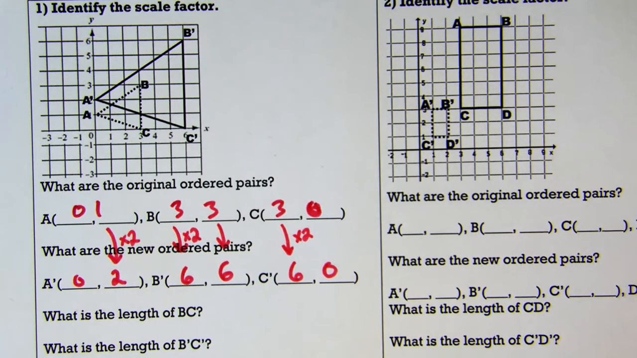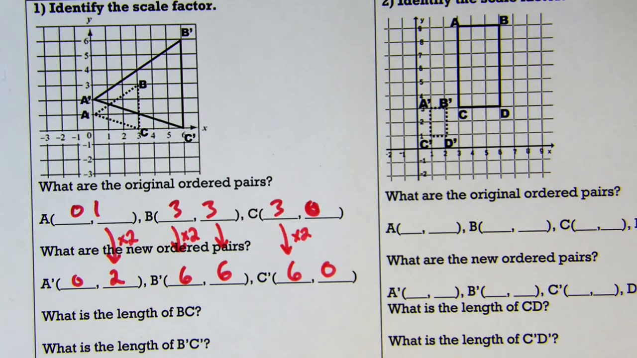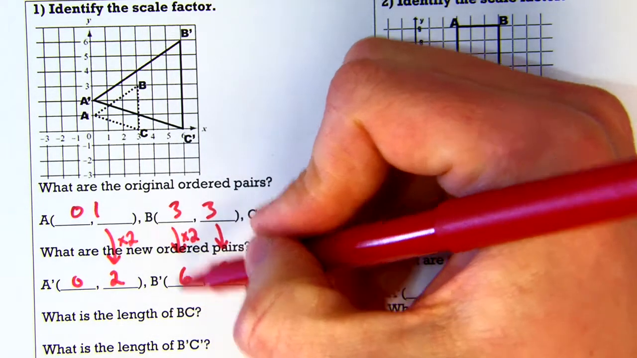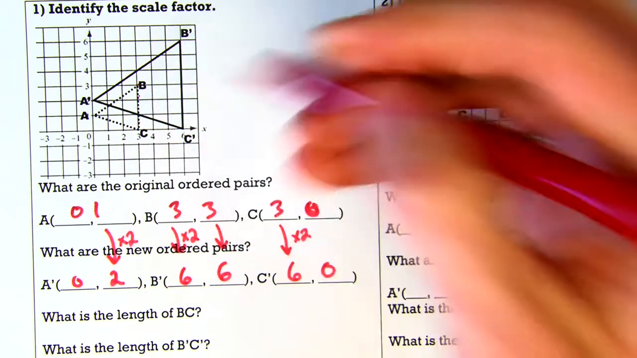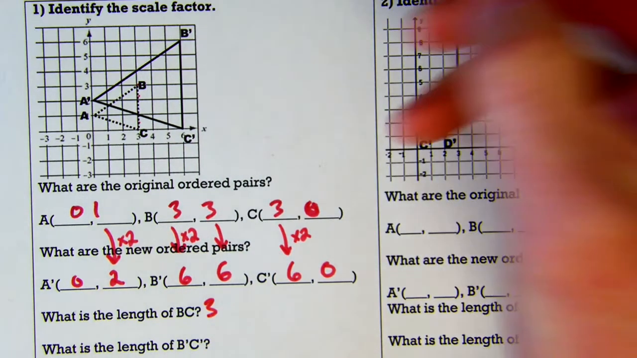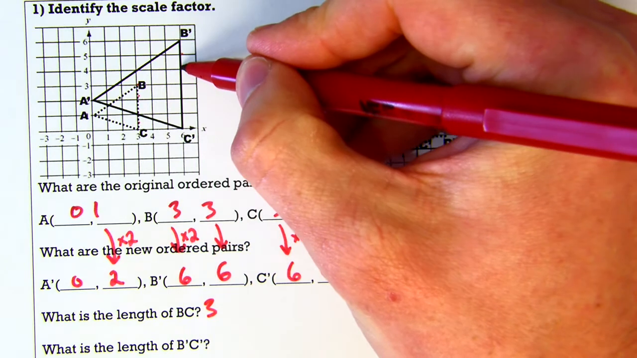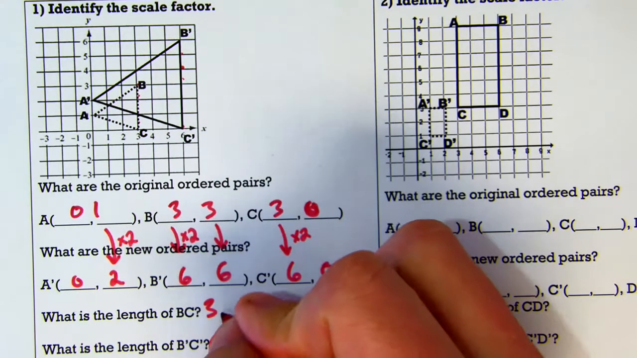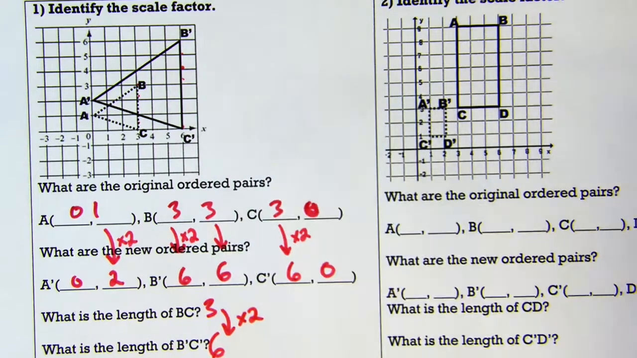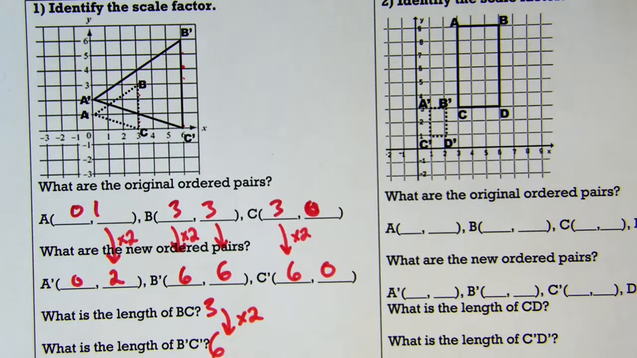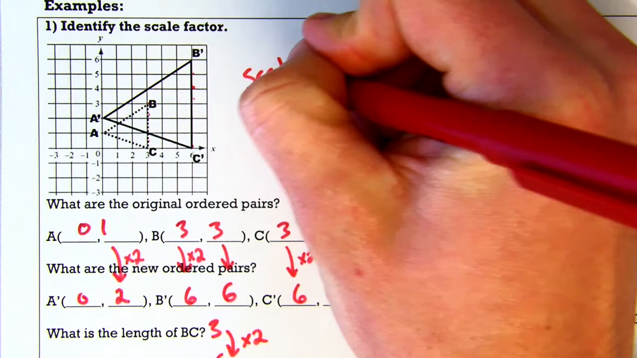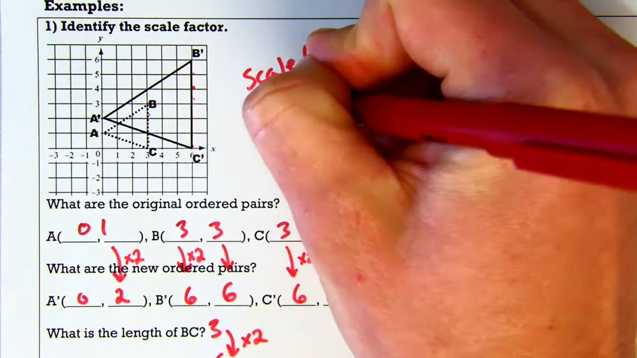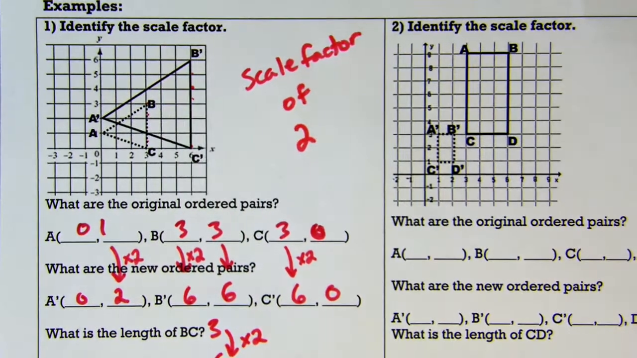Another way to check is to use the lengths of sides. BC is very easy to use in this case. If I look at the length of BC, I have 1, 2, 3. It is 3 units. Then if I look at B prime, C prime, I have 1, 2, 3, 4, 5, 6 units. Notice how to go from 3 to 6 again, it is times 2. So for this question, I have a scale factor of 2.